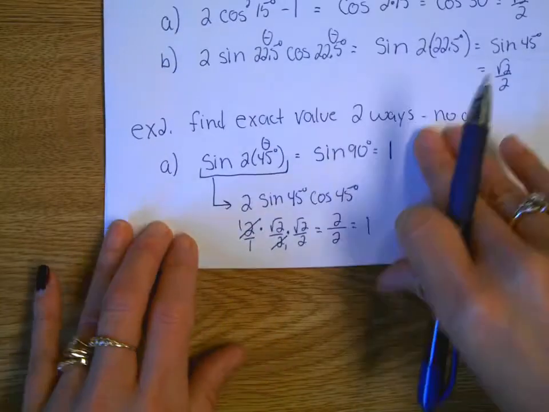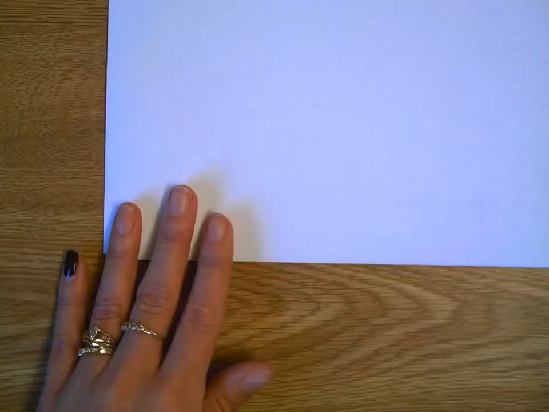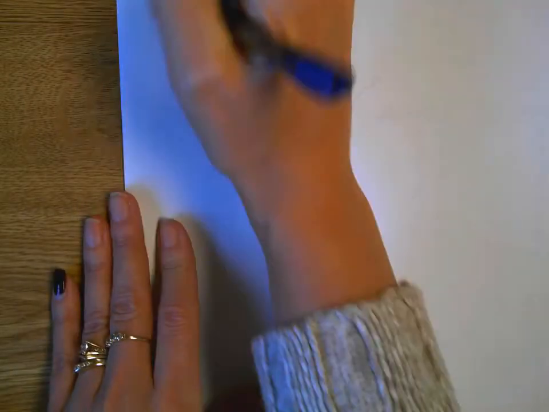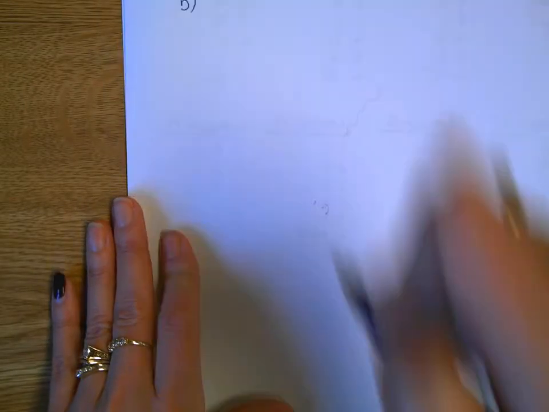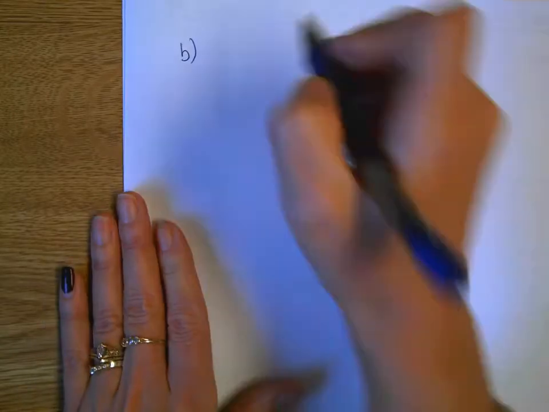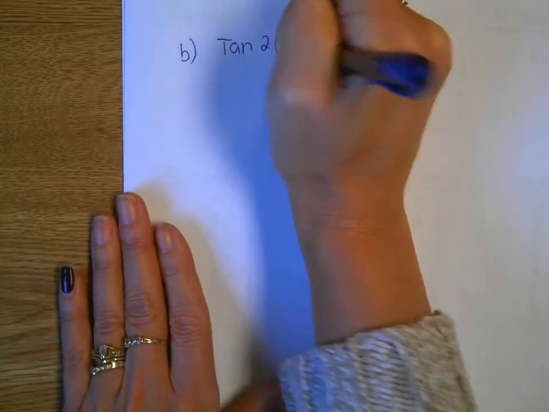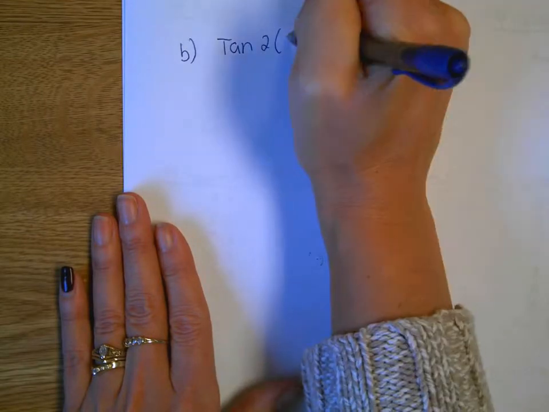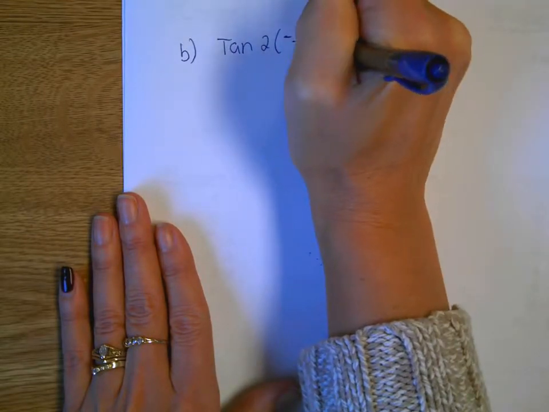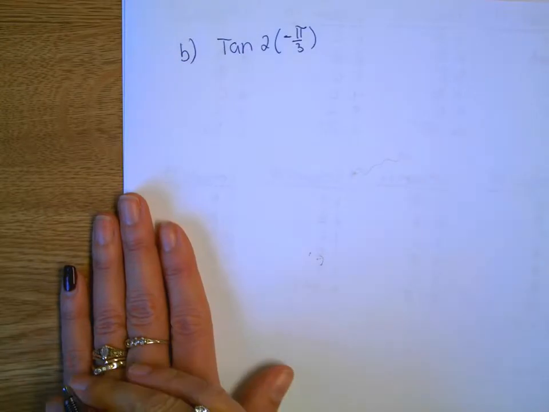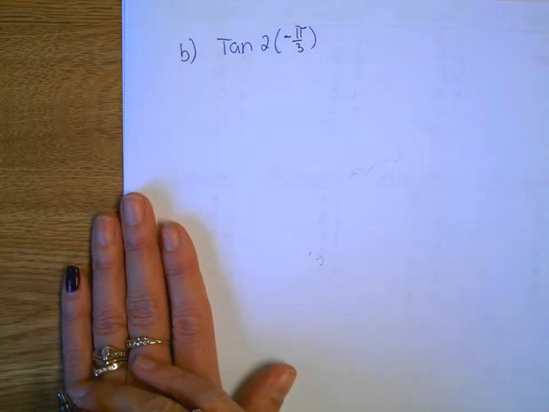Okay, one more of these, a part B, with a tangent. B. Okay, we got the tangent of 2 times a negative pi over 3. Okay, what are you going to do first? I would change it to degrees.